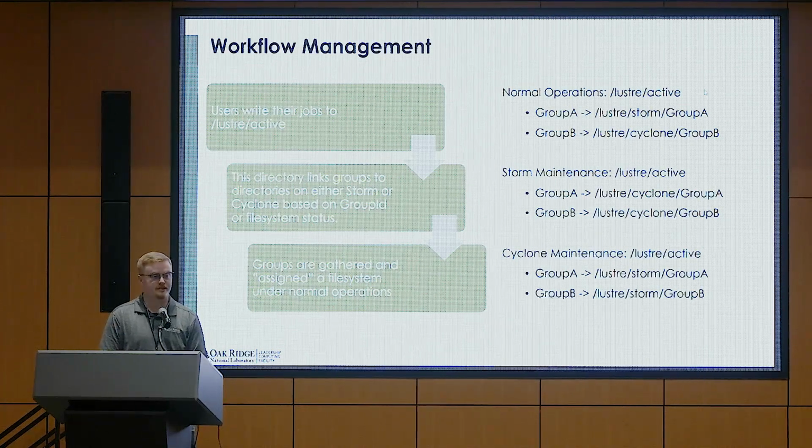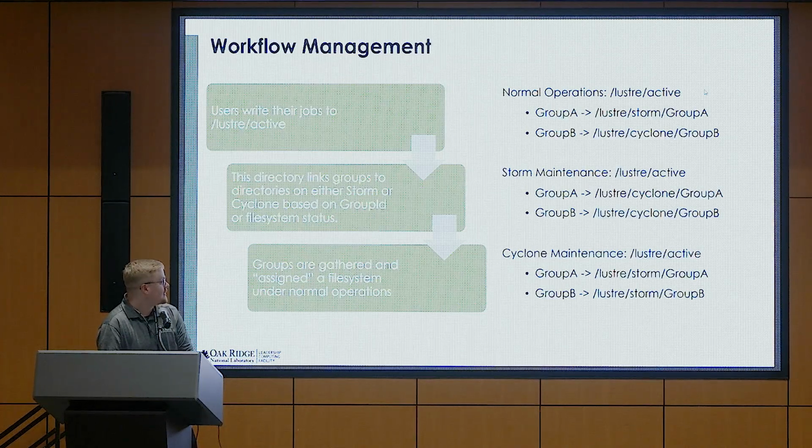So a group is assigned to either Storm or Cyclone based on what link is in Lustre Active. As you can see on the right side, under normal operations, if a user were to try to access the directory in Lustre Active Group A, they would be linked to Lustre Storm Group A. And if a Lustre Active Group B user were to try to access the group, they would just be redirected to Lustre Cyclone Group B. So we are able to control how those links are managed, and this helps us determine where users are going to access their data.